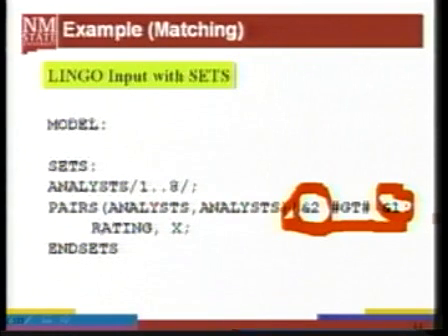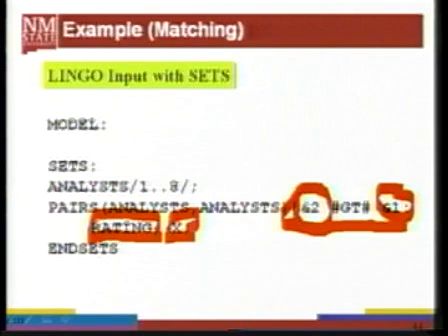And here we are also concerned with two attributes of the pair set. They are rating and X, right? First, we need an attribute that corresponds to the incompatibility ratings of the pairings, right? That is the rating. And the second one is the X, that is the decision variable, to indicate if analyst i is paired with analyst j, right?